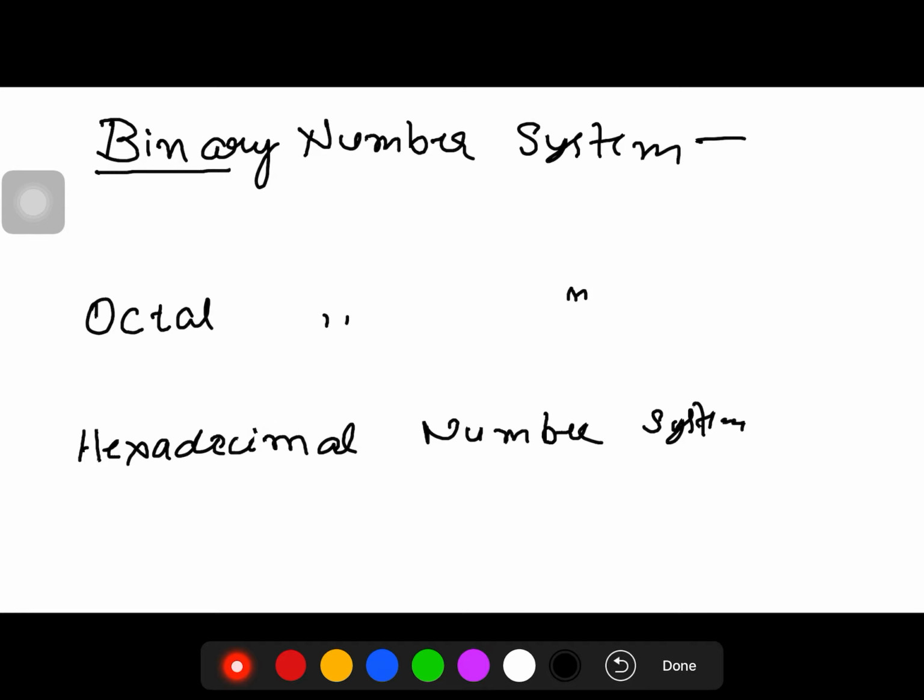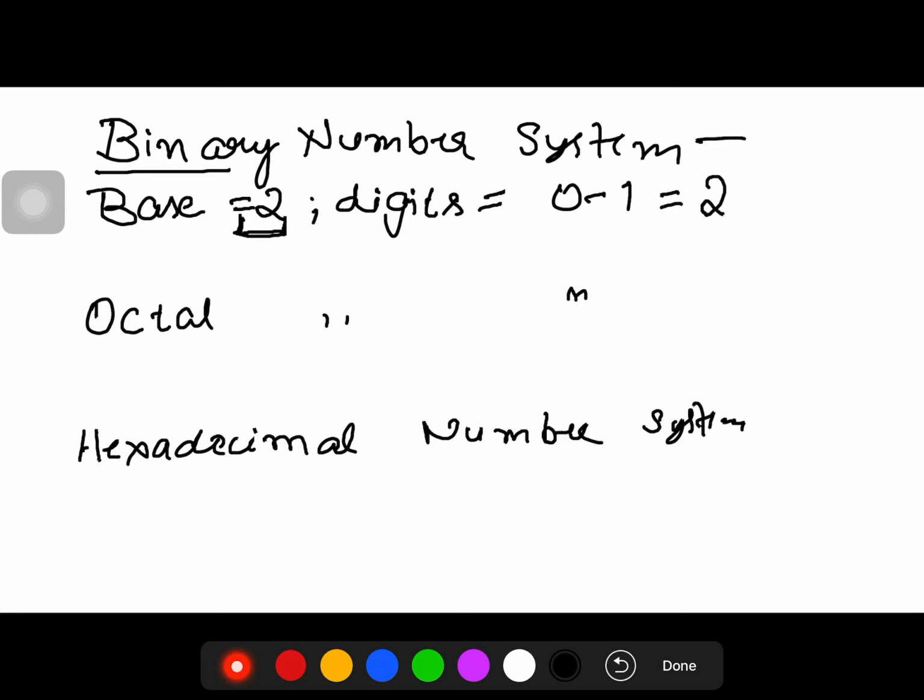What are the features of these number systems? Binary means 2. The base or radix here is 2, and the digits that are there in binary number system are from 0 to 1, less than the base, that is 1. Means there are two digits in binary number system, which are 0 and 1.